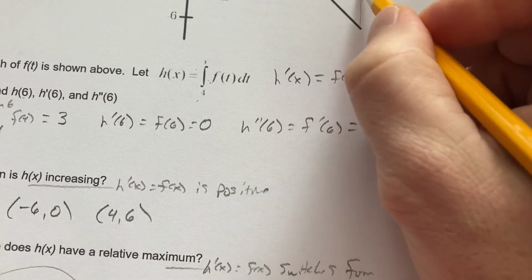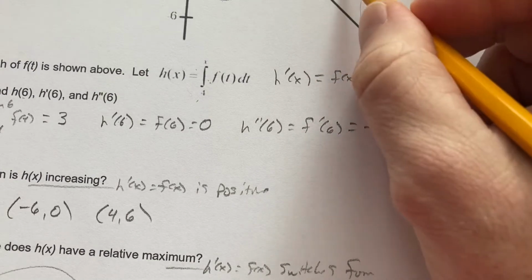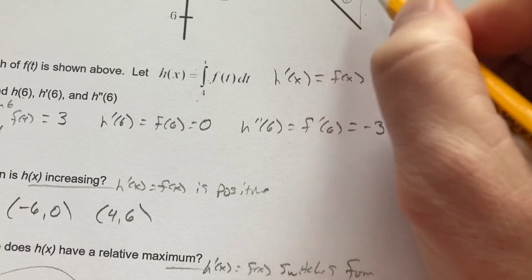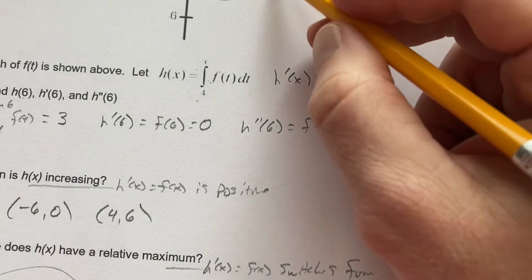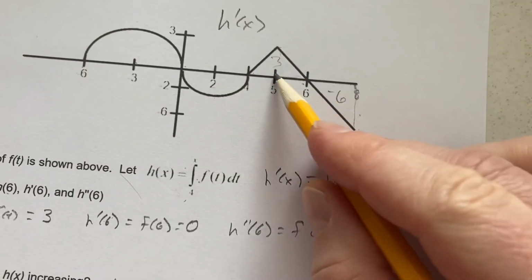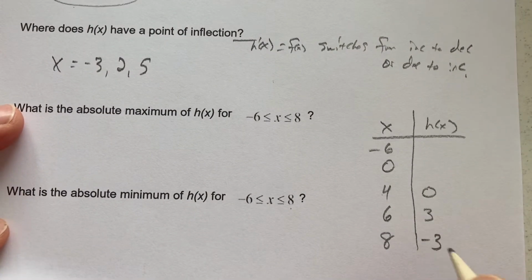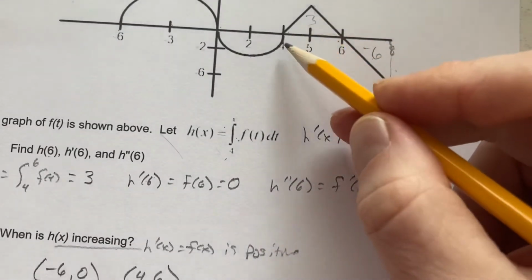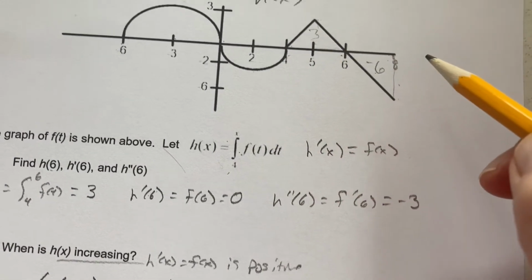Now this triangle has a height of 6 and a base of 2. 6 times 2 divided by 2 is 6. It's below the x-axis, so it'd be a negative 6. So we're going to take this positive 3 minus the 6, and that's going to give us negative 3 here. Again, I'm just going from 4 out to 8 and figuring out that area.